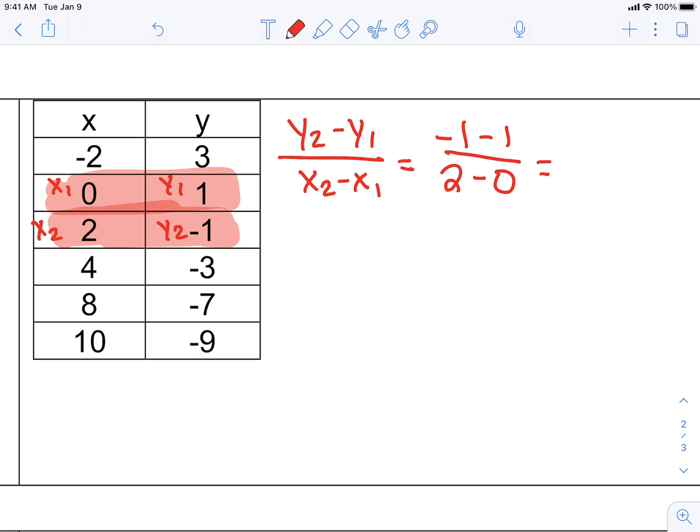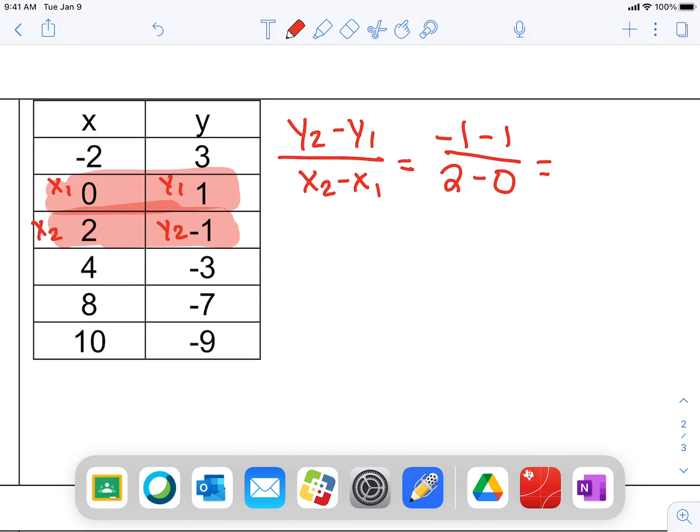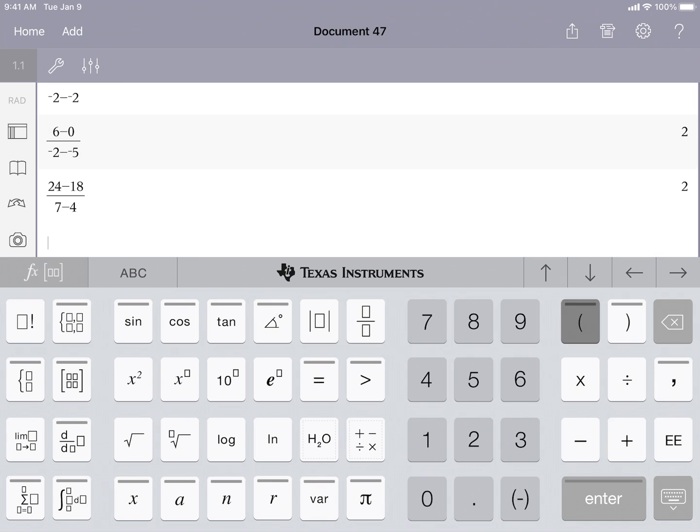I'm just going to type that into my handy-dandy calculator. -1 minus 1, over 2 minus 0. And I get a -1 as my slope.